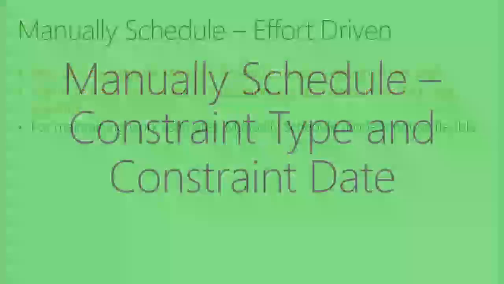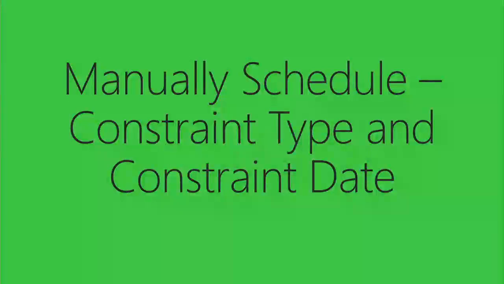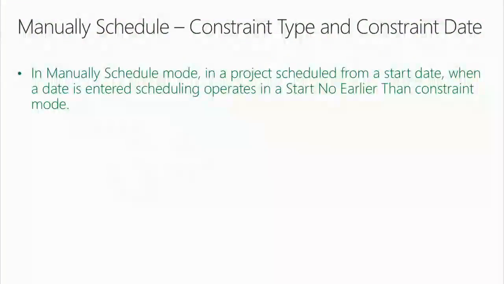Okay? All right, what about constraint type and constraint date? Now, you advanced users of Project, I'm really calling upon your 400 level knowledge now to stick with me. If anybody's confused as I go through this, I'd be happy to sit down with you afterwards. Here we go. In manually scheduled mode, in a project scheduled from a start date, when a date is entered, scheduling operates in a start no earlier than constraint mode. Interesting. Remember the survey? I like to be able to enter in a date and Project doesn't put a constraint on it.